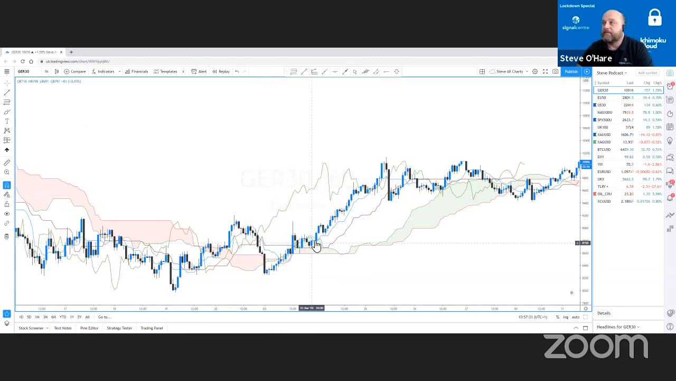And this is the move that really would have been nice to catch. You've got the conversion line breaking back above the baseline as price moves above the cloud. So that's a strong buy signal there. A preliminary stop can be placed below the candle which has broken up through the cloud. So that's your trigger candle. Stop could be placed below there. Very close to being stopped out three or four bars later, but managed to stay in.